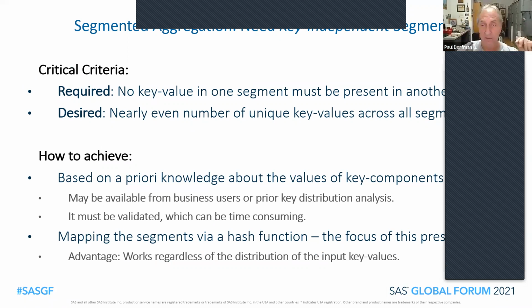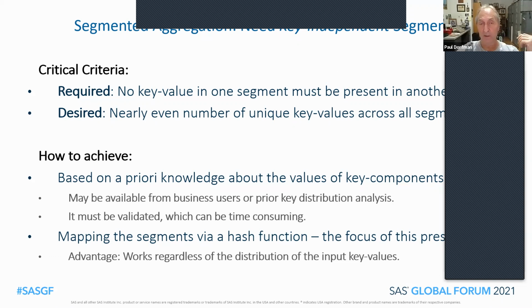So how to achieve this? Well, sometimes it's possible based on a priori knowledge about the values of key components. For example, you may know from your business knowledge that if you separate the database based on the first digit of the account number, it will separate the database evenly into equal chunks, more or less. So it may be available, but may not be. Most of the time, if you don't have such a convenient key, this must be validated. It'll be time consuming, and like I said, it may not be available at all.